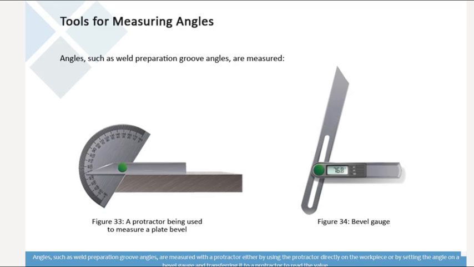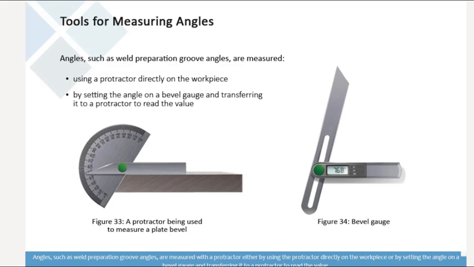Angles, such as weld preparation groove angles, are measured with a protractor either by using the protractor directly on the workpiece or by setting the angle on a bevel gauge and transferring it to a protractor to read the value.